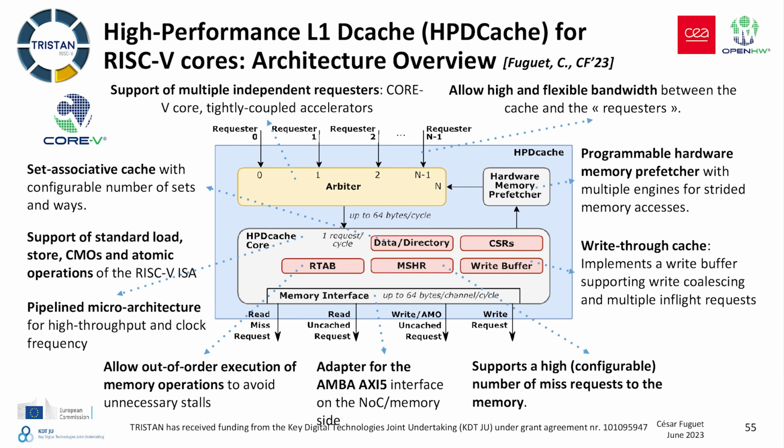We have a programmable memory hardware prefetcher inside of it. It's a write-through cache, so there is a write buffer to decouple the acknowledgement from the memory from the acknowledgement to the core, enabling out-of-order and outstanding performance. This is one of the main features: it supports a highly configurable number of in-flight miss requests to the memory. And this is what enables hiding the memory latency from the core itself. We have adapters for the network on chip using AXI, for example.